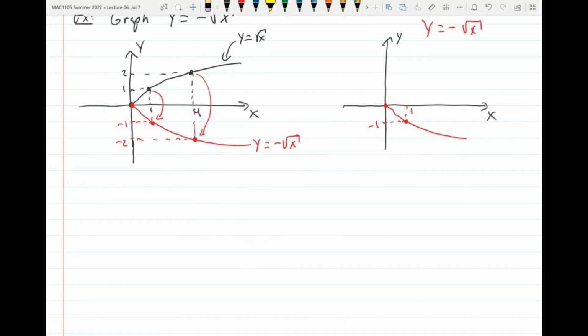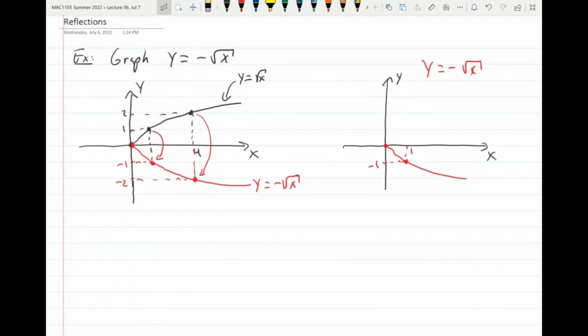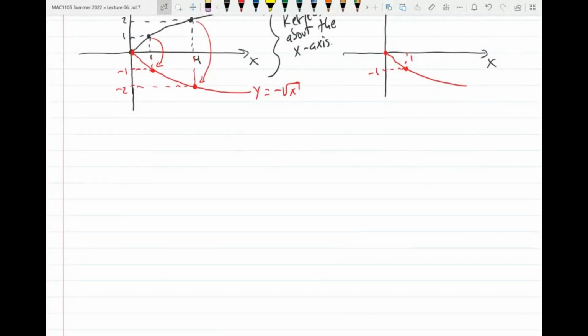So what happens here is a reflection about the x-axis. So let me say that. So what's happening here is a reflection about the x-axis. So that is what multiplying an entire function by -1 does. All right, so let's talk about that.